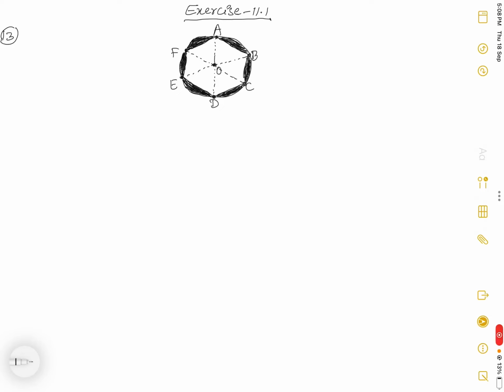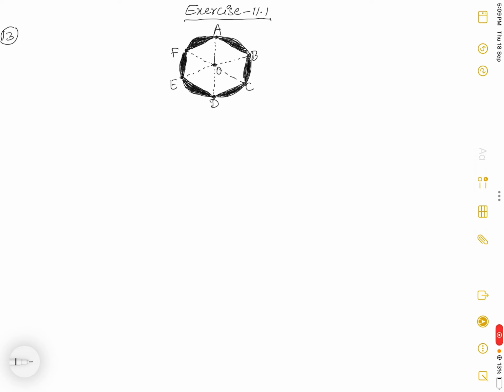Problem 13 in exercise 11.1. A round table cover has 6 equal designs as shown in the figure. If the radius of the cover is 28 centimeters, find the cost of making the designs at the rate of rupees 0.35 per centimeter square. Look at this figure, 6 designs are there in the round table.